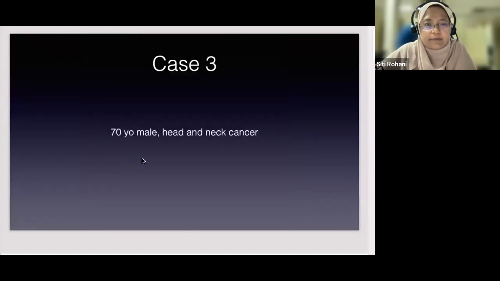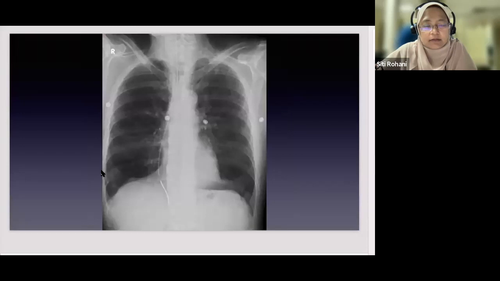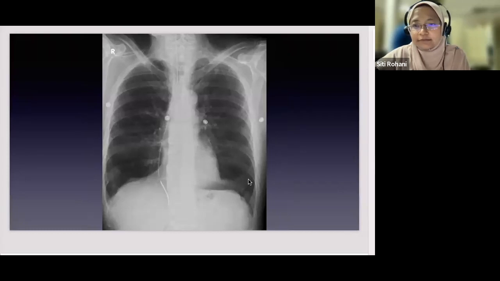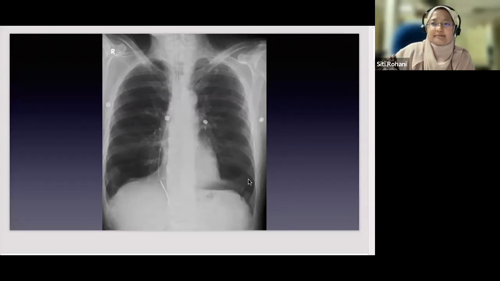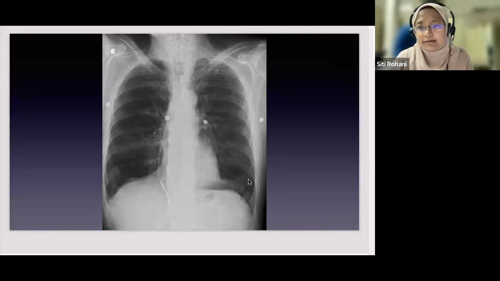Next case, 70-year-old male, history of head and neck cancer. Yeah, so this is the chest X-ray. Can I have the next person give an opinion on the chest X-ray? What do you guys think? What's your name, doctor? My name is Annabelle. Annabelle. Okay. So what do you think about the chest X-ray?